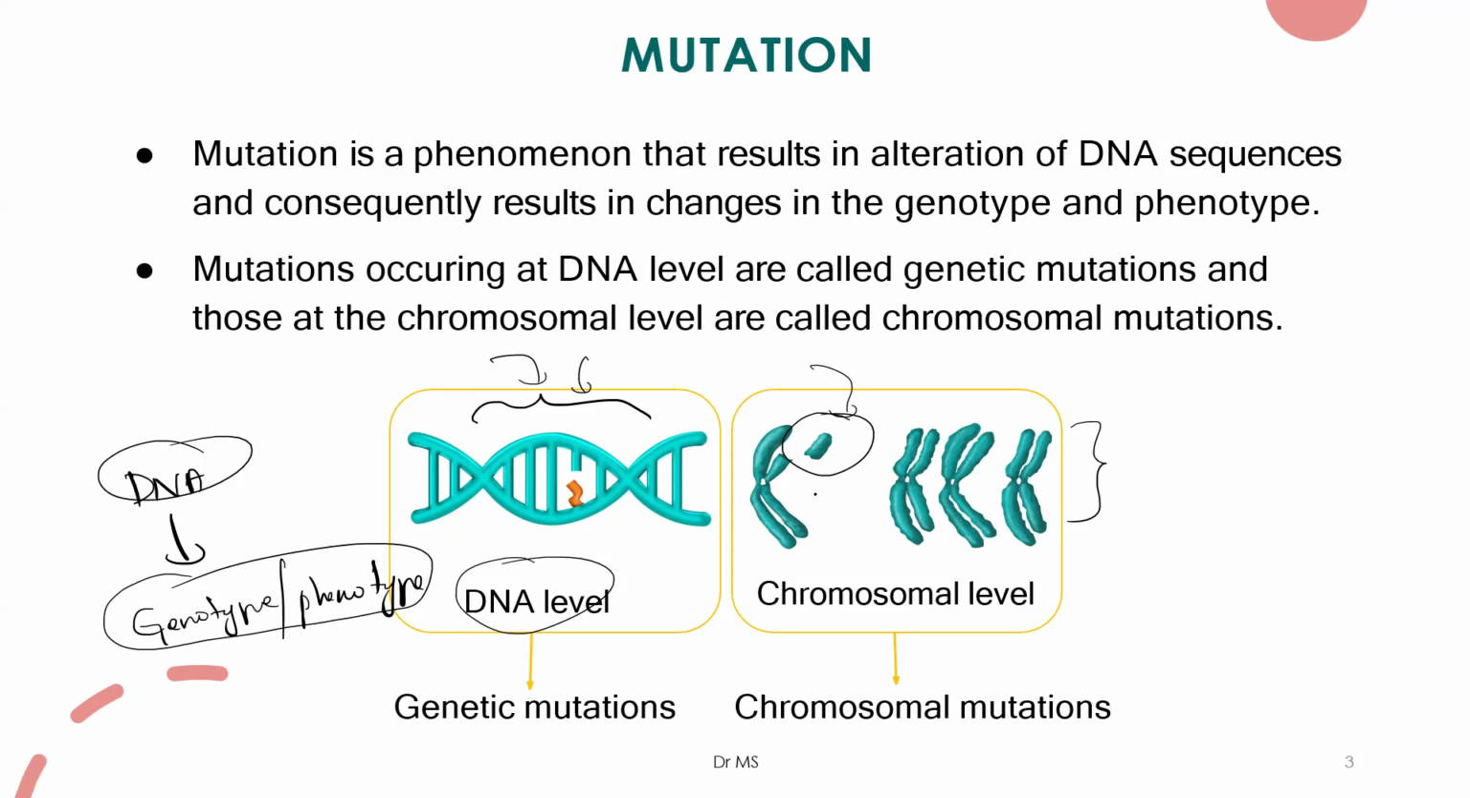So based on that, we can classify the mutations into two types. One is that happening at the DNA level. The other one is happening at the chromosomal level. So it's called chromosomal mutations. And something that's happening at the DNA level is a genetic mutation.